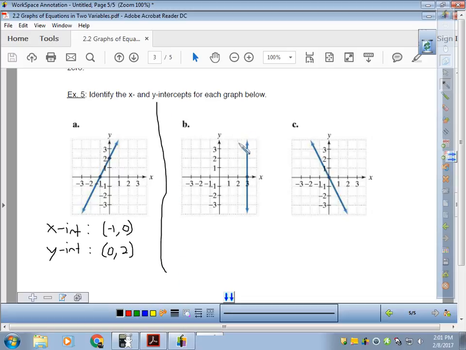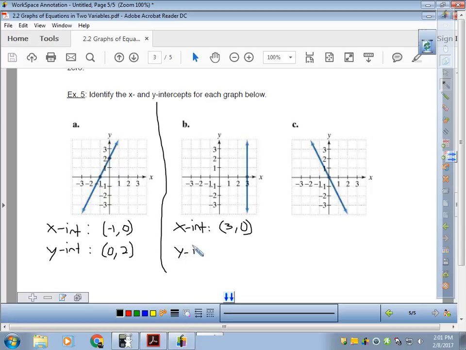For our next one, we're looking for x-intercept first. So we're looking for where it crosses the x-axis. It crosses the x-axis right there at 3. So my x-intercept would be 3, comma 0.